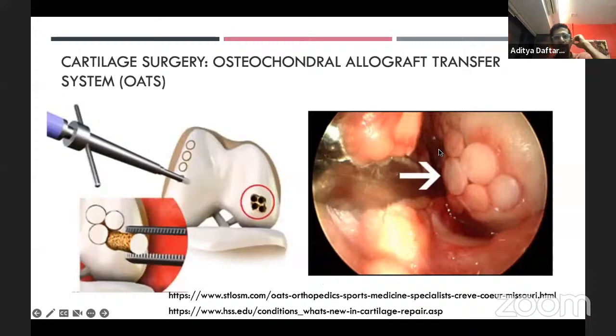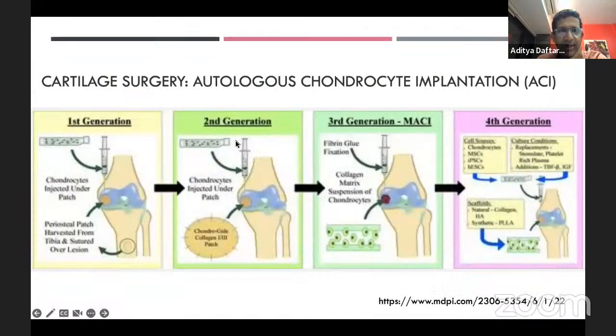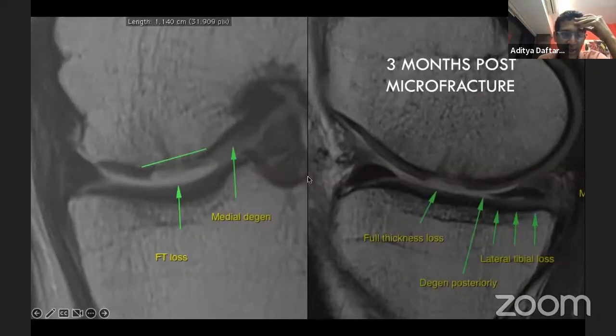Okay. Here's an example of somebody who had an ACI. So this is May 2010. This is September 2010, and you can see that in May 2010 there was a defect here, and by September it had healed nicely. This was the microfracture case I showed you earlier, and you can see how the T2 map shows altered T2 relaxivity in the area of microfracture, indicating that it is replaced by fibrocartilage.